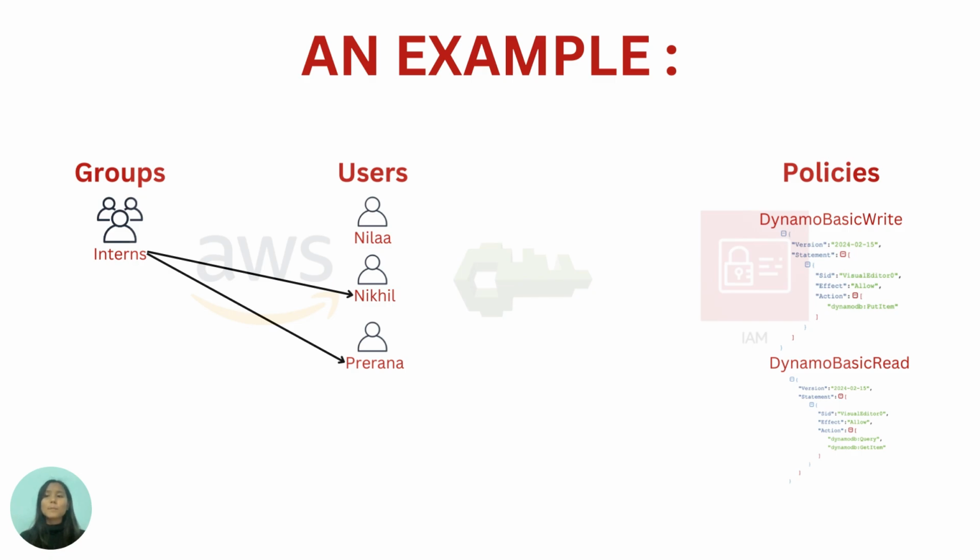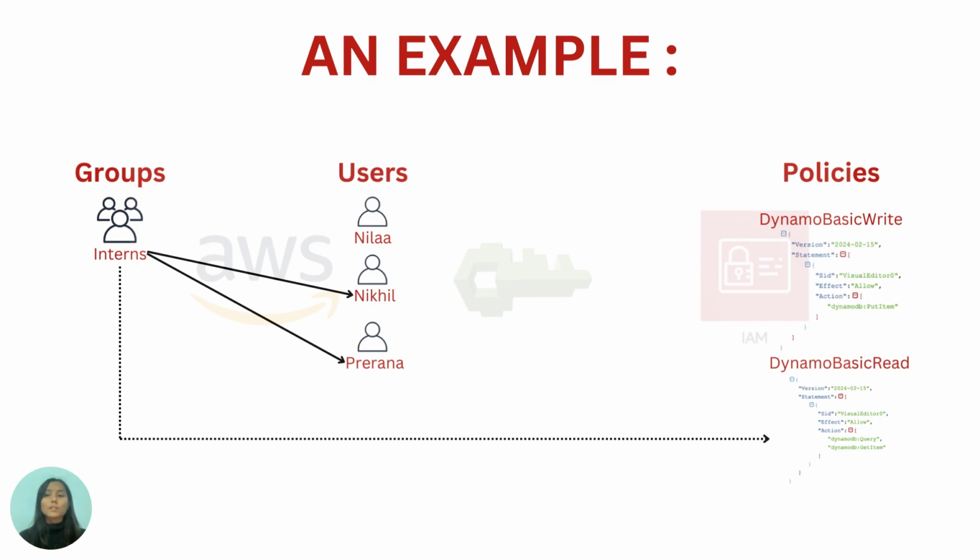So, in this example, we want to associate this group with the DynamoBasicRead to give Nikhil and Prerana access to this DynamoDB table. In the AWS console, you just go to the group section, add a policy, and select the policy that has the permissions that you need. Now, Nila wants to access this table as well.